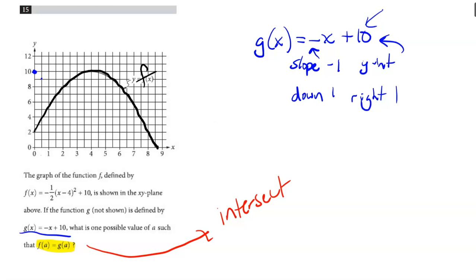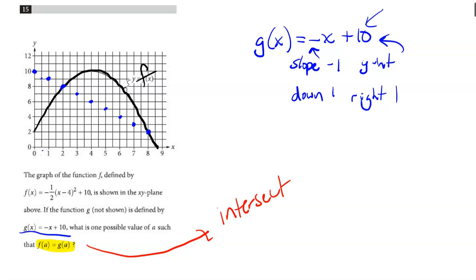Be very careful of that. I've made a lot of mistakes over the years when they do this to me and they change the grid. So every square is worth a half. So I need to go right 1, down 1, right 1, down 1. So there's an intersection point. Right 1, down 1, down 1, down, down, down.